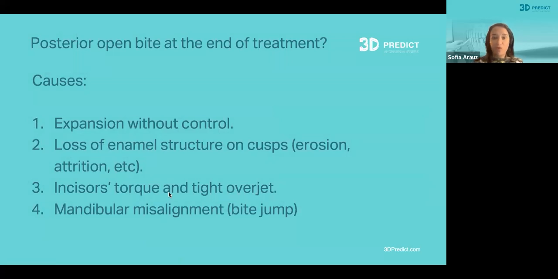Now we're going to touch a little bit on open bite because it's a hot topic nowadays. There's a lot of literature outside on open bite, a lot of back and forth, but here at 3D Predict, we know the causes of open bite and we can definitely address them so your cases don't end up in an open bite. The causes for an open bite after aligner treatment are basically four: expansion without control, loss of enamel structure due to erosion, attrition, etc., incisor torque and tight overjet, and mandibular misalignment, which is called a bite jump.